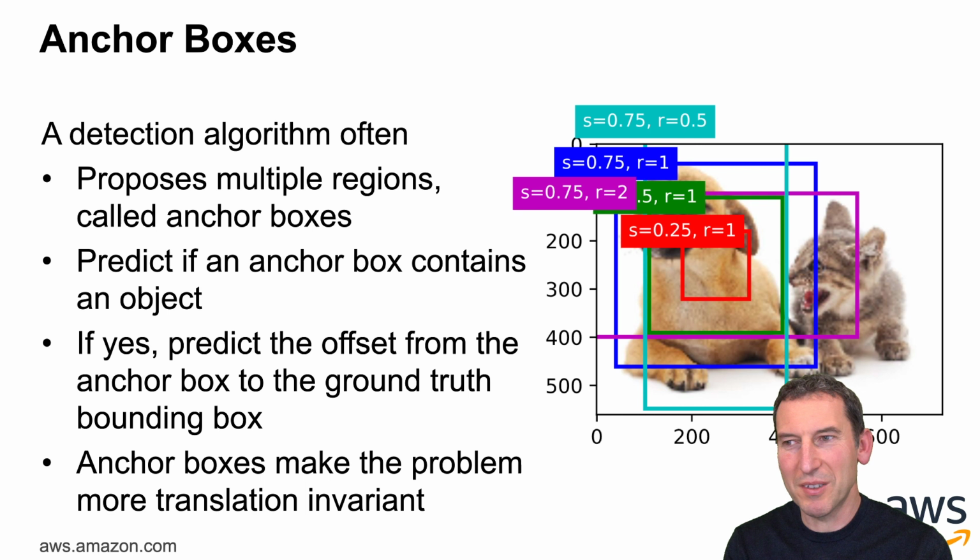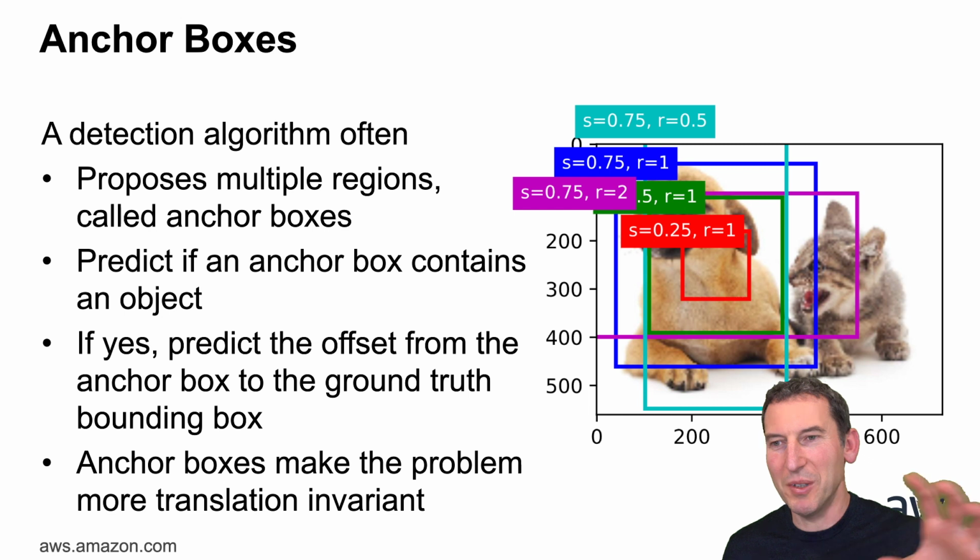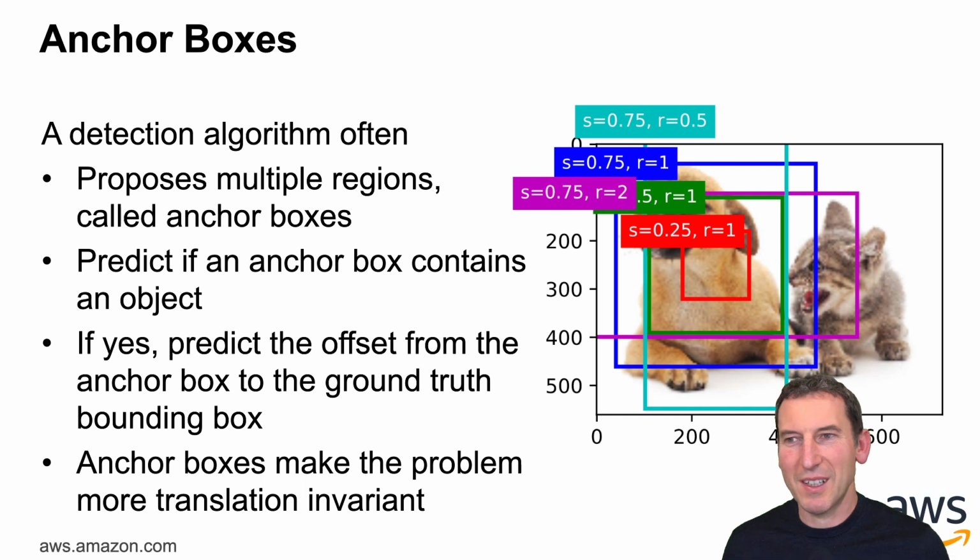So the problem is basically, if I give you an image of an arbitrary size, how do I detect where things are? Well, I first break it down into smaller pieces, and then I try to see whether I can find the object in the smaller piece. And then I zoom out, and as I zoom out, I will thus get objects of larger size as well. So in short, those anchor boxes really make the problem somewhat more translation invariant.